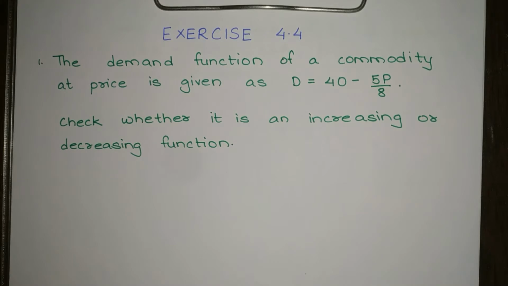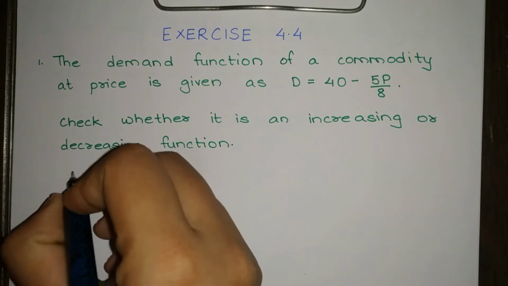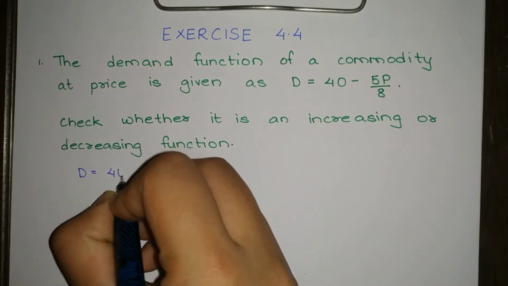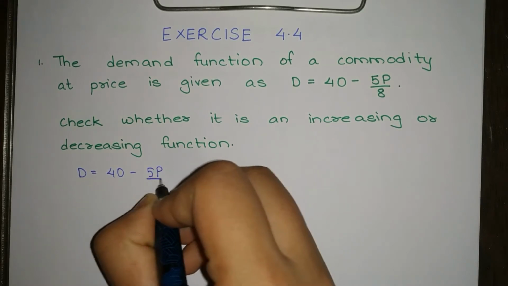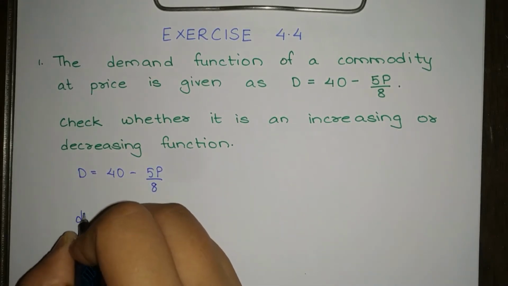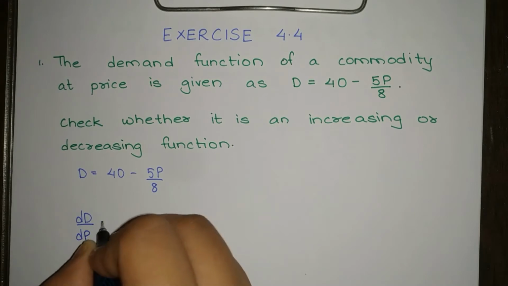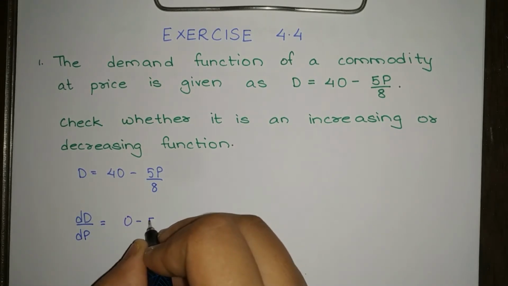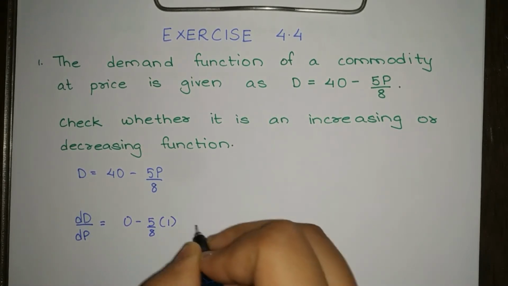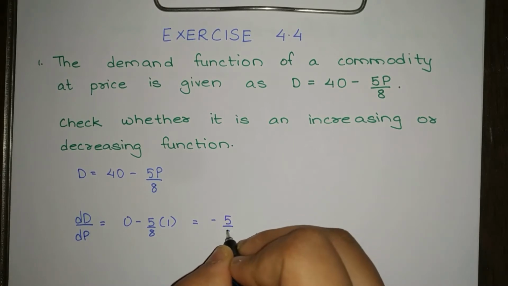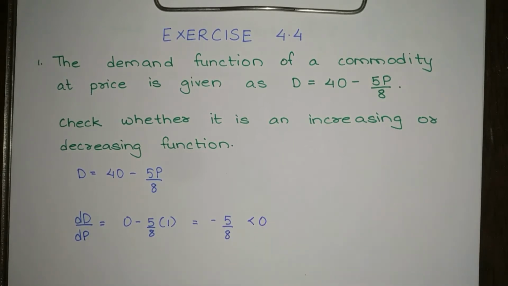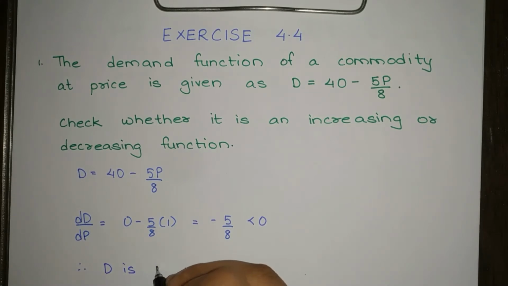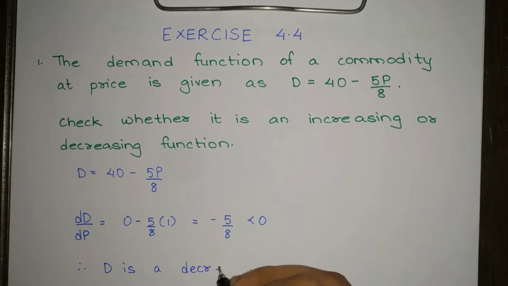We will have to differentiate D with respect to P and then see whether it is greater than 0 or lesser than 0. So D is equal to 40 minus 5p by 8 and the derivative of D with respect to P is going to be equal to 0 minus 5 by 8 into 1, which is equal to minus 5 by 8, which is lesser than 0. Hence, D is a decreasing function of P.